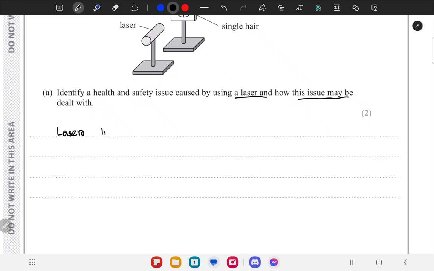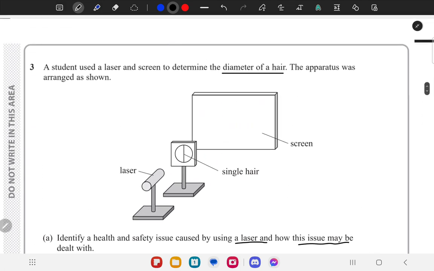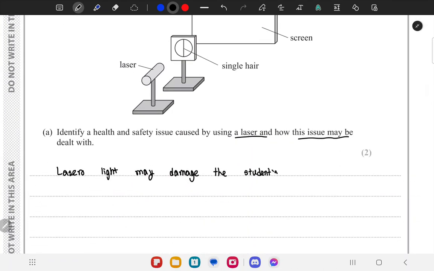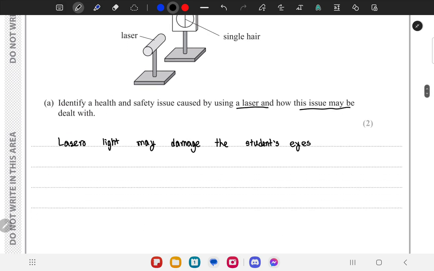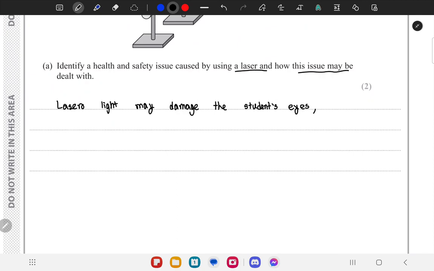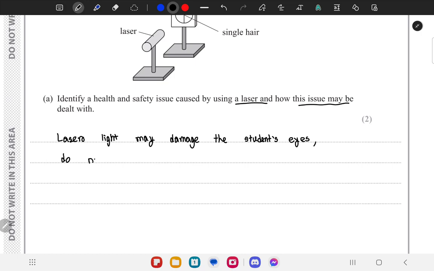So lasers. We could talk about using dark lens safety goggles. We could also talk about not looking into the laser beam directly. The latter one would be more relevant. The student should not look at the laser beam directly.